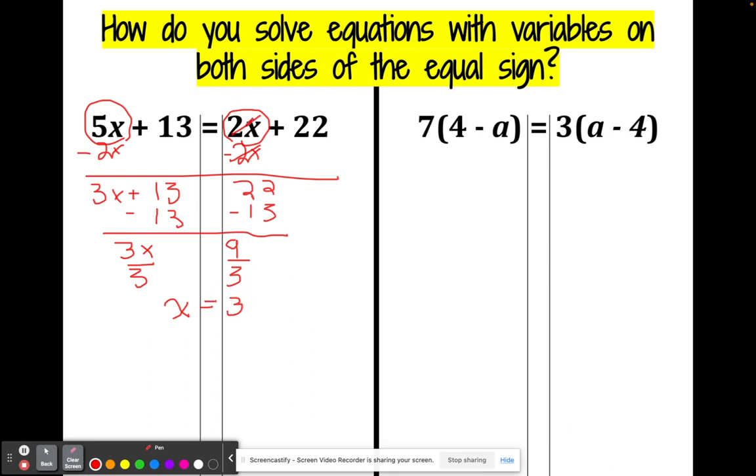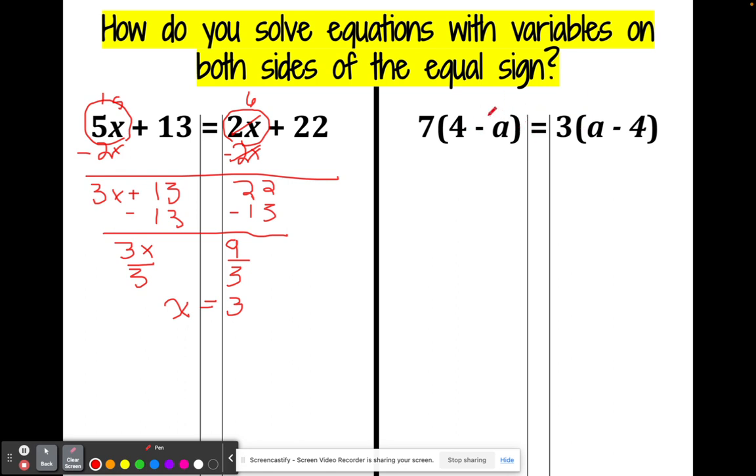I could check it. 2 times 3 is 6. 6 plus 22 is 28. 5 times 3 is 15. 15 plus 13 is 28. So both sides are in balance. It's equal. So x does in fact equal 3. Okay, let's look at our next example.